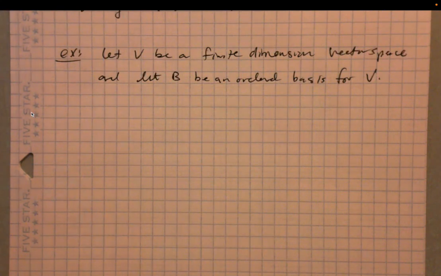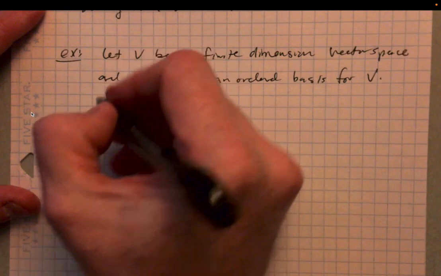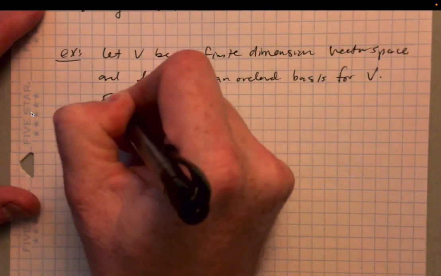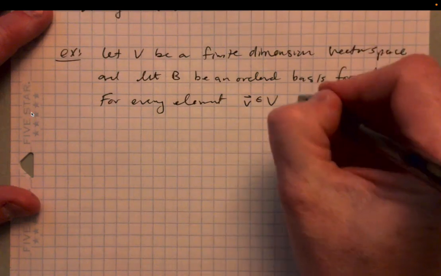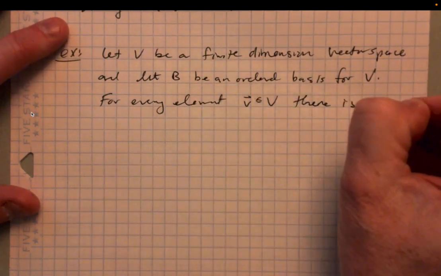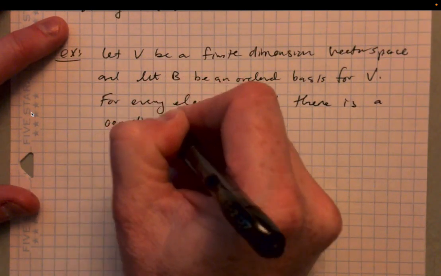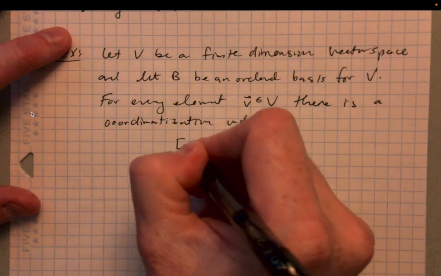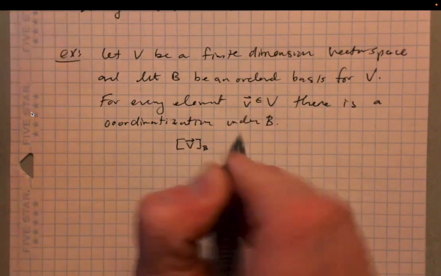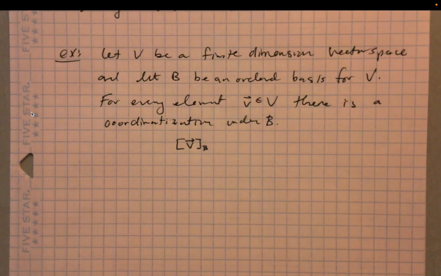Okay. So V is a vector space, and B is a basis for V. It's not just a basis, it's an ordered basis, and that means we can use coordinatization on it, right, on V. So basically what this is going to imply is that for every vector in the vector space V, there is a coordinatization under B. So basically for every V, you've got this guy, V coordinatized under B. Okay, right? So this is just kind of the wind up for this example.